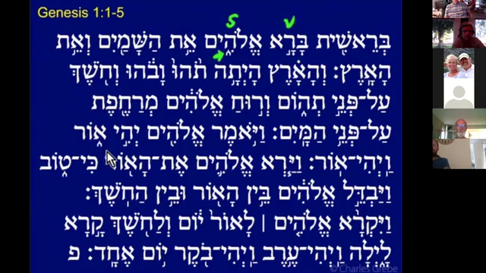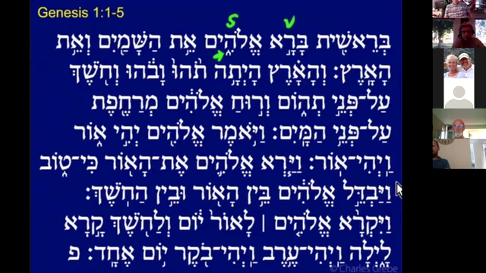Then we have our atnach. God said, let there be light. Or is light. Vayhi or. And there was light. So we can see here our atnach is helping us. God said, let there be light. End of clause, perhaps even the end of a sentence if you want to translate this in English. Vayhi or, next sentence, and there was light.